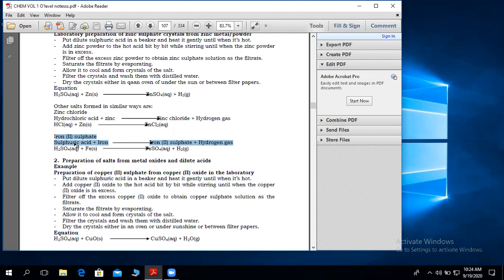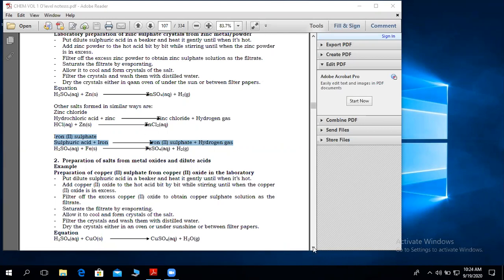So what do you do? When you want iron 2 sulfate, you are going to react iron and sulfuric acid such that iron displaces hydrogen. If you have your reactivity series, you can confirm and find out that iron displaces hydrogen. We form iron 2 sulfate plus hydrogen.